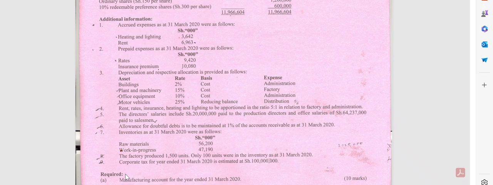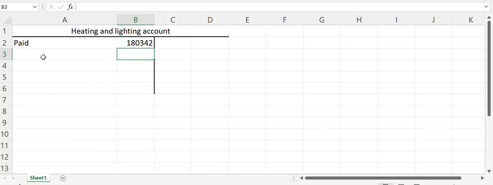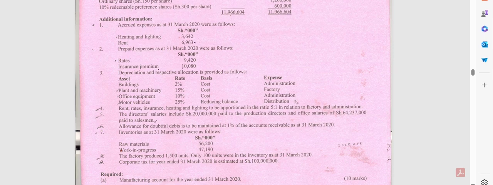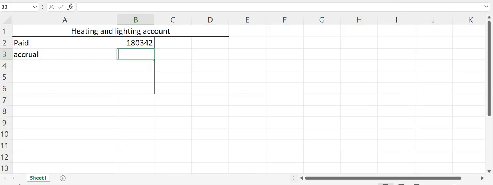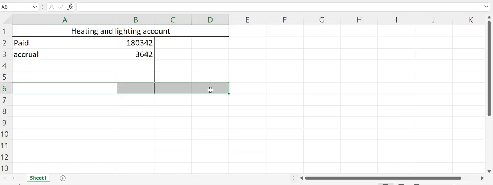So what did we say about that? You consolidate. So you have accrual. So you are going to add all of them because it relates to this period. It belongs to this period. So we have 3642. Okay. So we are going to balance that account shortly.